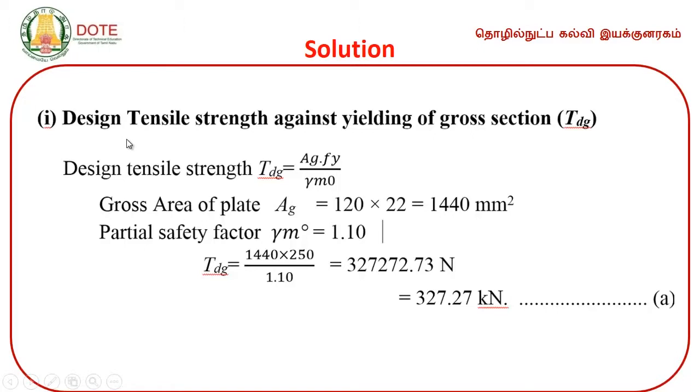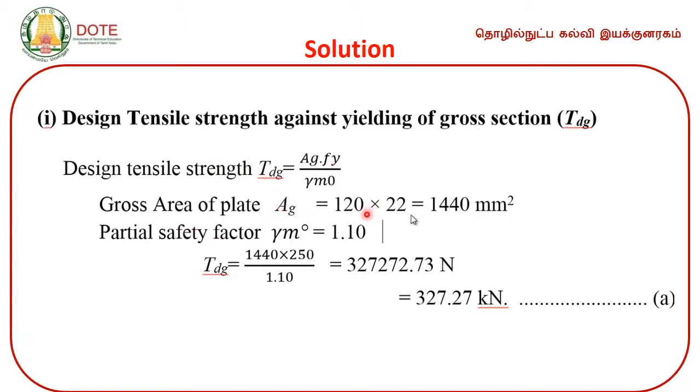First mode of failure, the design strength against yielding of cross section, Tdg, and this is the expression to be used to calculate. Tdg is equal to the gross area of the member into the yield stress, and this yield stress is always associated with the partial safety factor for material under yielding, gamma m0. Again, area into stress will give you the load or the strength.